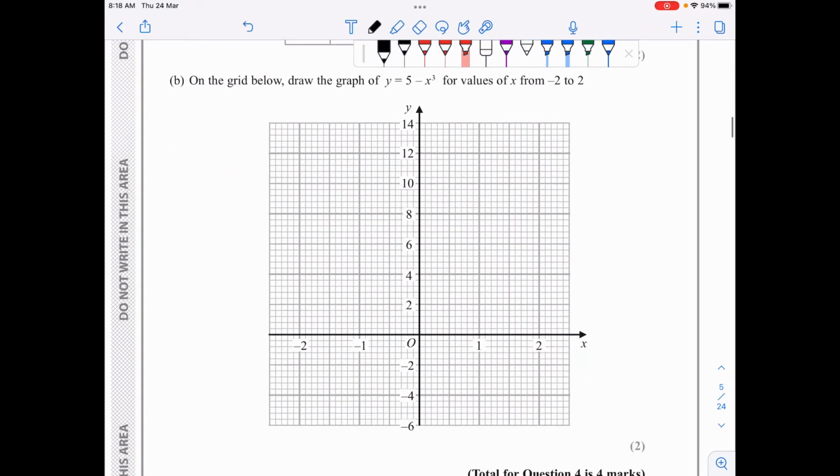So it's minus 2, 13. It's minus 1, 6. It's 0, 5, 1, 4, and 2, minus 3. I will join them with a smooth curve, which will look something like this.